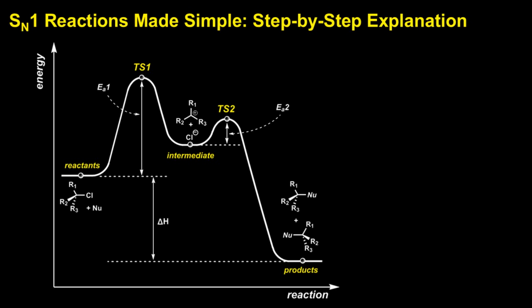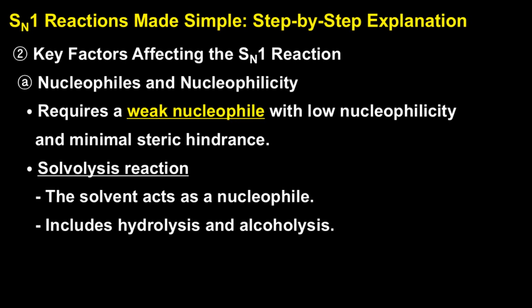After that, the nucleophile jumps in. That's the second step. Smaller energy barrier, faster move. We pass through TS2 and head down to the final products. Overall, SN1 reactions are usually exothermic. The products sit at a lower energy level than the reactants.